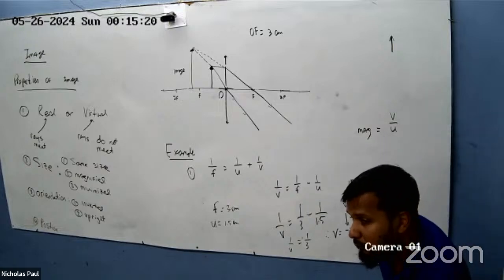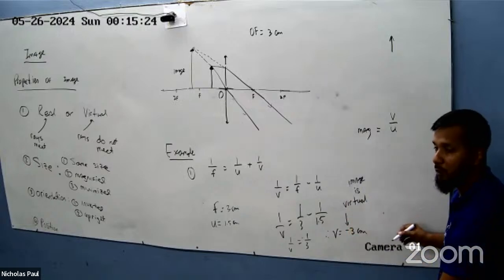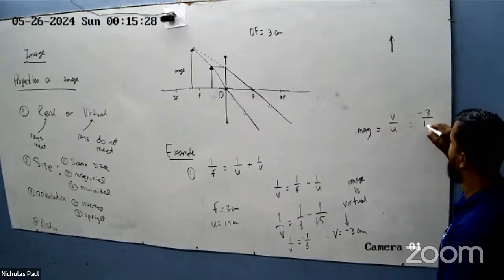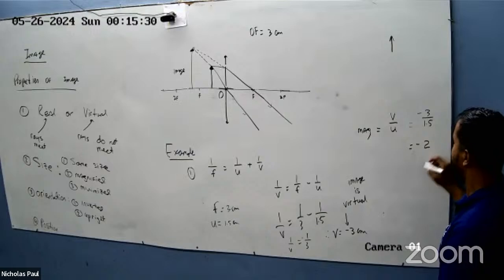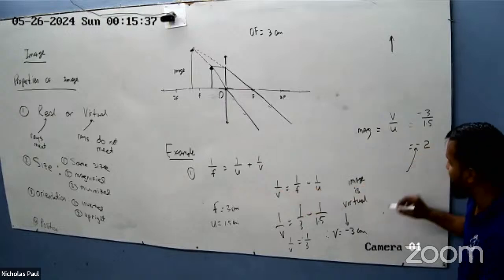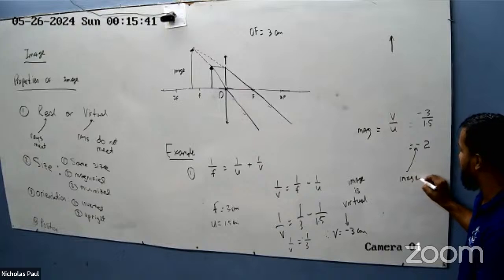Negative as well. So magnification will be negative 3 over 1.5. So it means minus 2. This minus sign in magnification is telling us the orientation. So it's telling us that the image is upright.